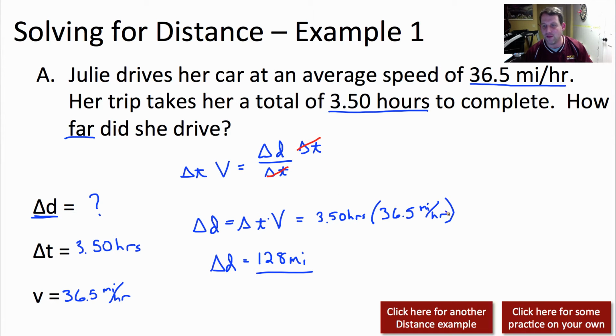And the way I figure out the units here, I should have mentioned, is notice I have an hours on top and an hours on bottom. And whenever you have the same thing on top and bottom of a fraction, they cancel. So here my hours and my hours cancel, leaving just miles. And that's why I have miles in my answer.